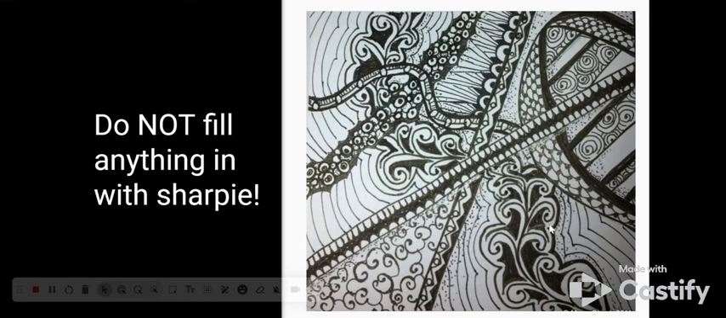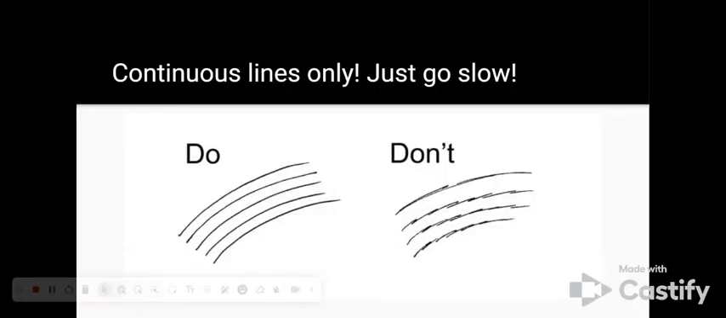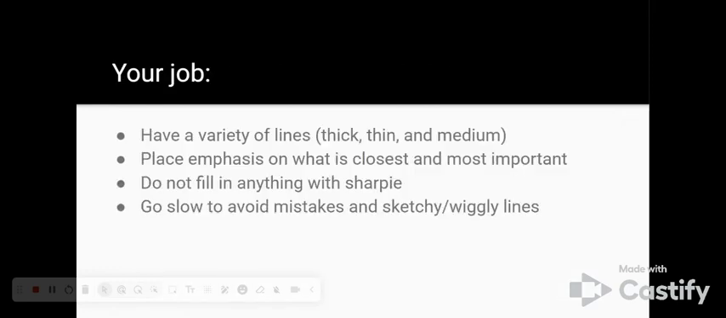You don't want to fill large areas in with Sharpie, especially because we are trying to create contrast between our white half of the paper and our black half of the paper. If you use too much Sharpie on your white half, it's going to feel conflicting, like you don't have a balance of white and black space. You want to make sure when you're creating your Zentangle, you go slowly and controlled. Don't do sketchy lines. We want nice, straight, crisp lines.